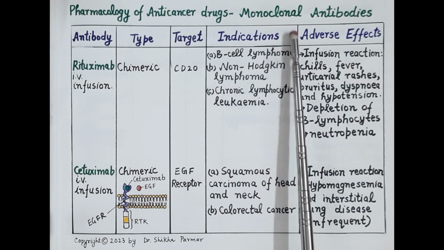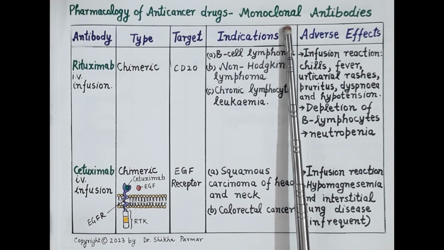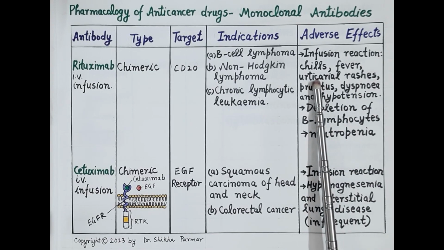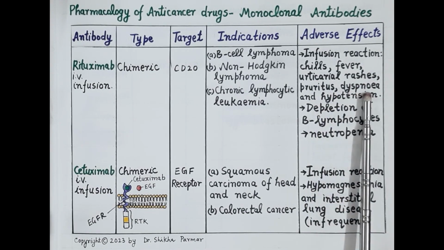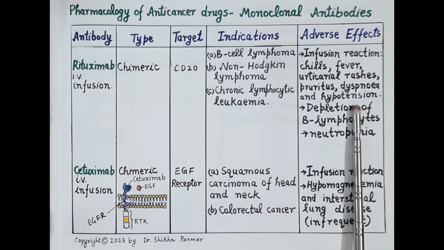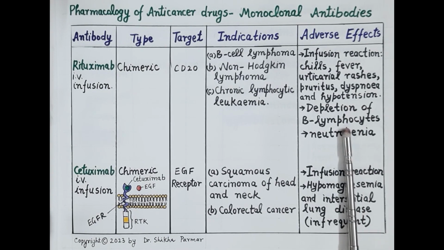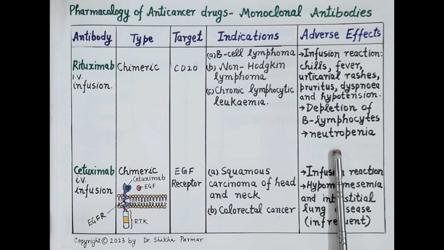Now, administration of monoclonal antibodies can cause infusion reaction, which is characterized by chills, fever, urticarial rashes, pruritus, dyspnea, that is difficulty in breathing, and hypotension. Now, severity of infusion reaction varies and is also related to the rate of infusion. Now, as rituximab attacks the B cell, depletion of B lymphocytes and neutropenia can also occur. So, this is the pharmacology of rituximab.